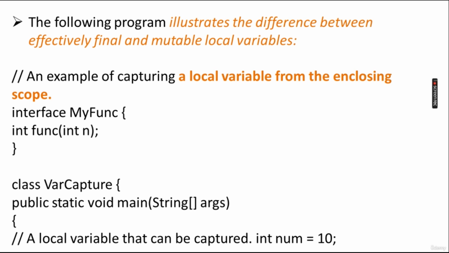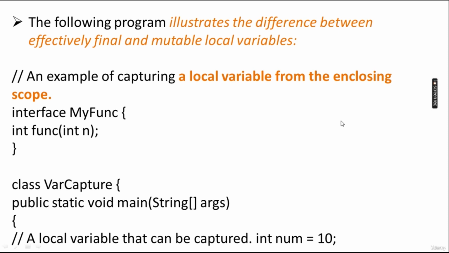Interface MyFunction, int func, int n. Okay. So the interface is declared with int func, int n. This is the declaration. Example of capturing a local variable from the enclosing scope. This is the interface, which is a functional interface because it has only one method. First criterion. Second criterion is that it has no method body. Next, class VariableCapture, public static void main, a local variable that can be captured, int number is equal to 87. Okay.